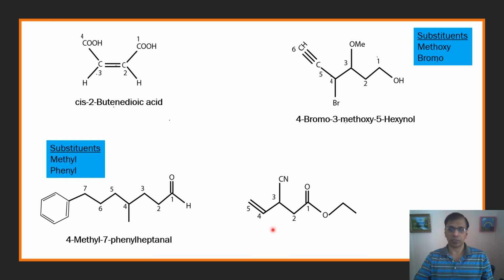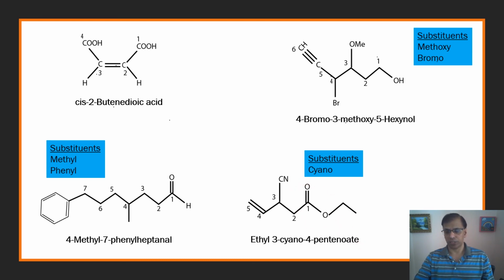In this particular case, the double bond is within the parent chain. The nitrile, the CN group, is the substituent. It's called the cyano group. The way you name this ester is, remember that you have to name the alkyl group that is attached to the oxygen first. So this is an ethyl group, so you call it ethyl, and then you say 3-cyano, 4-pentenoate. So 4 represents the location of the double bond, and then you have the ene to represent the double bond, and then you have the oate to represent the ester functional group. So that's how you name this molecule.